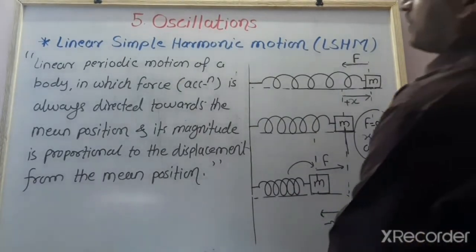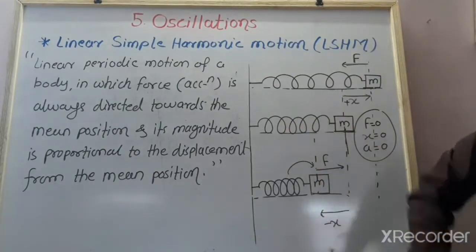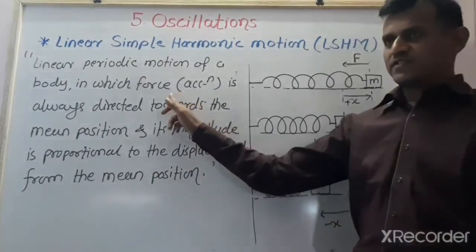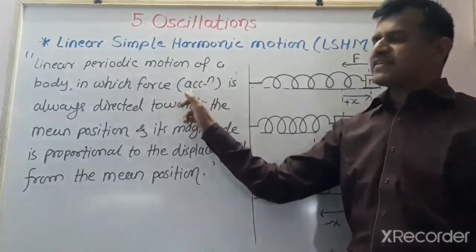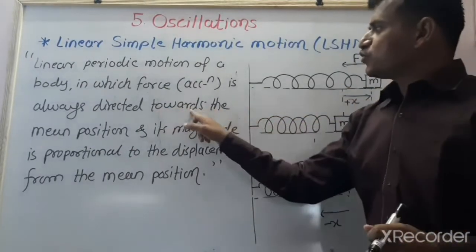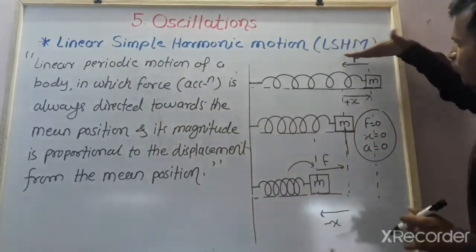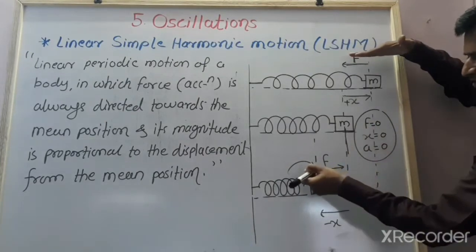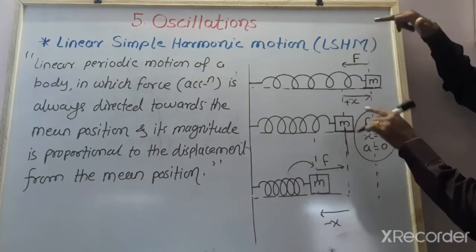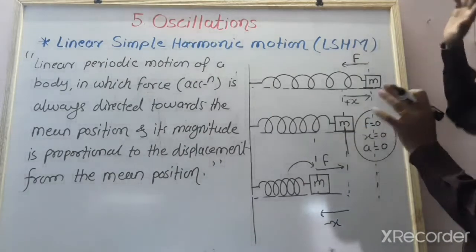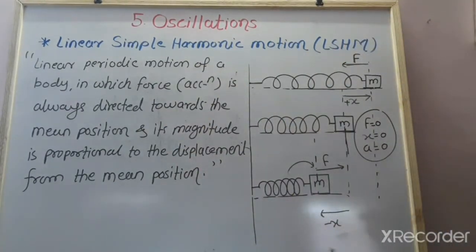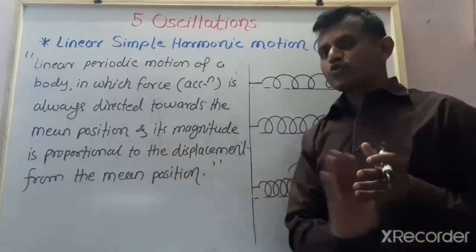Now we define the term linear simple harmonic motion. It is defined as the linear periodic motion of a body in which the force and acceleration are always directed toward the mean position. This is the direction of force toward the mean position. Also the direction of the acceleration is the same as that of the force.